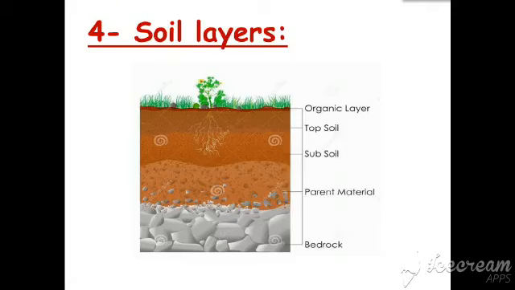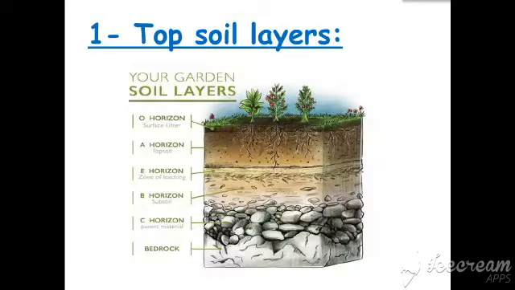Title number 4, the soil layer. This figure shows that the soil is composed of 3 layers, which are the topsoil layer, the lower soil layer or subsoil layer, and the rocky soil layer. So the layers of the soil are 3 layers, which are topsoil, lower soil, and rocky soil.